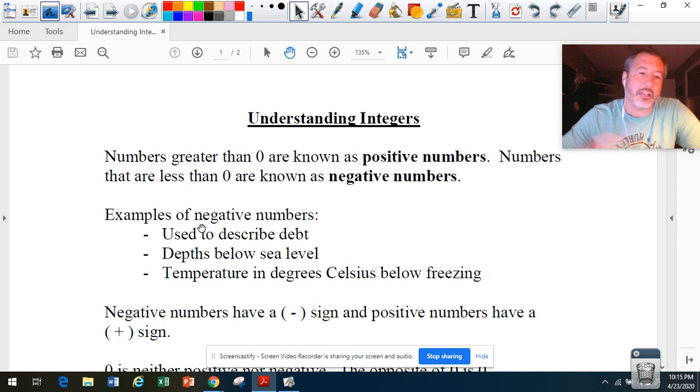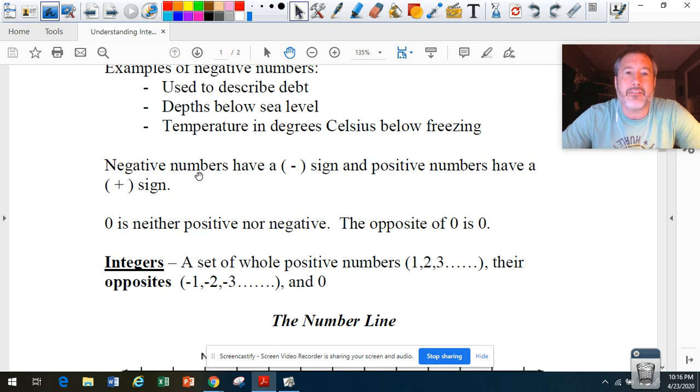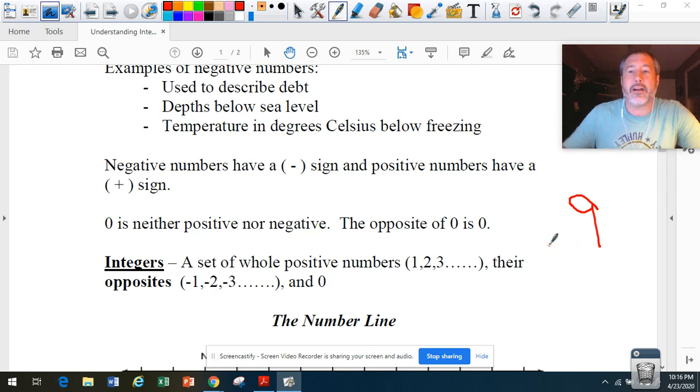Now, as you do know, if we scroll down here, negative numbers have a sign that we use in front of them. Guess what it is? Yes, it's a negative sign. And a positive, we have a positive sign. But understand this, if I have the number 9 right here, if I have a plus in front of it, then we know it's positive. If I do not have the plus, we also know that it's a positive number. Pretty basic here. Now, 0, guess what? It's neither positive nor negative. And guess what the opposite of 0 is? 0. Pretty basic, pretty easy so far.